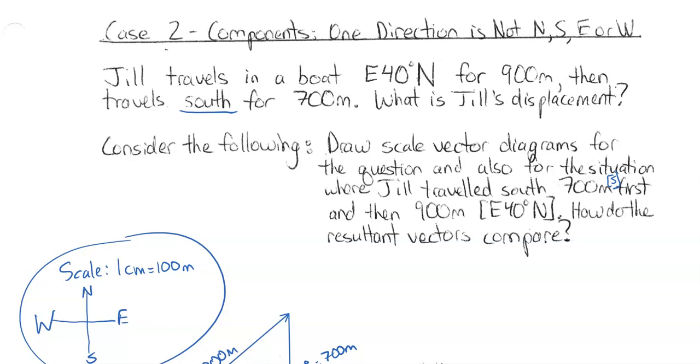900 meters, then traveling south for 700 meters. The question asks, what is Jill's displacement? And so I encourage you at that point to also switch up the order in which you're adding the vectors. And so let's see what that looked like.